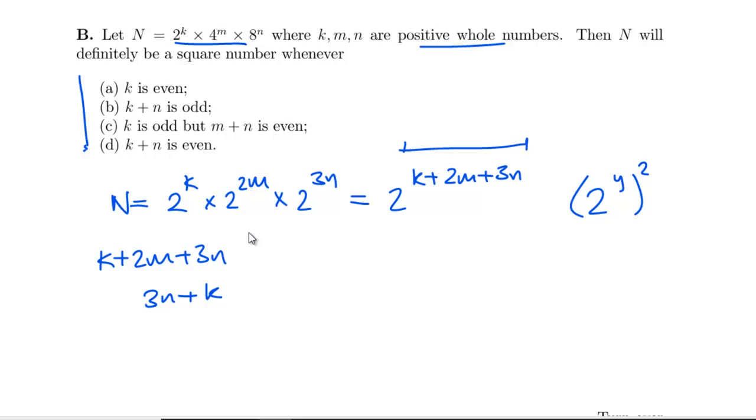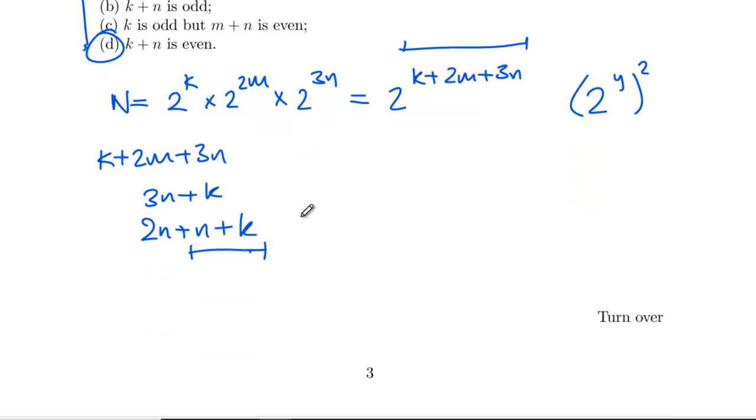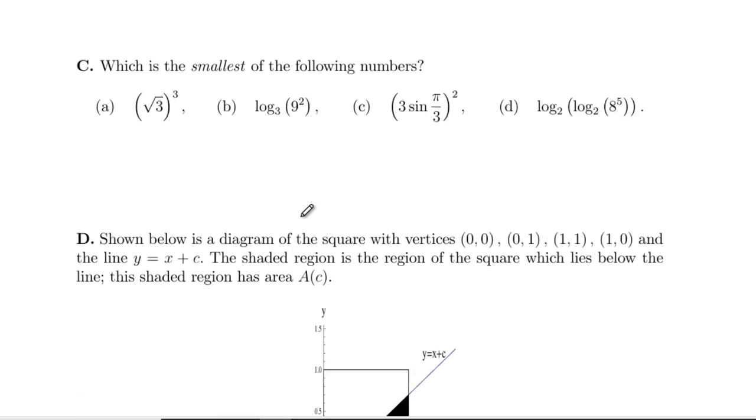Yeah, we want these to be even. 3n plus k to be even. So what are we doing? k plus n is even, k plus n is odd. So, well, actually, we can split that, can't we? 2n plus n plus k. So we just need n plus k to be even. Which, oh, right, that's D. Right, okay, so that kind of dropped out. A little bit unclear where it was going, but it dropped out okay.